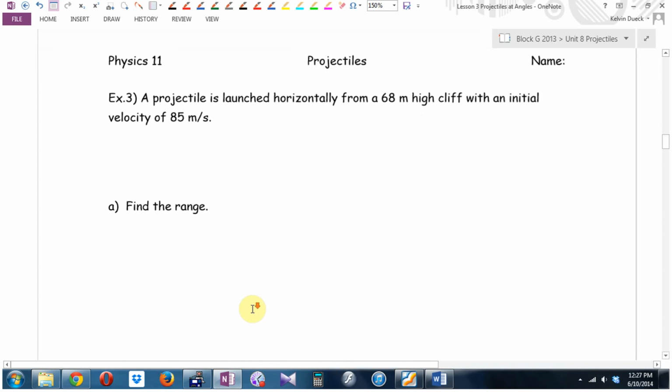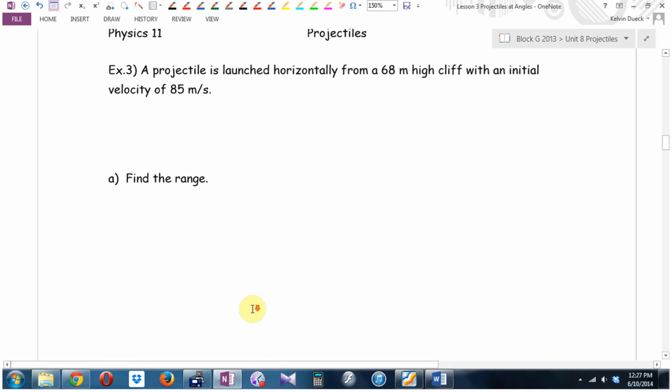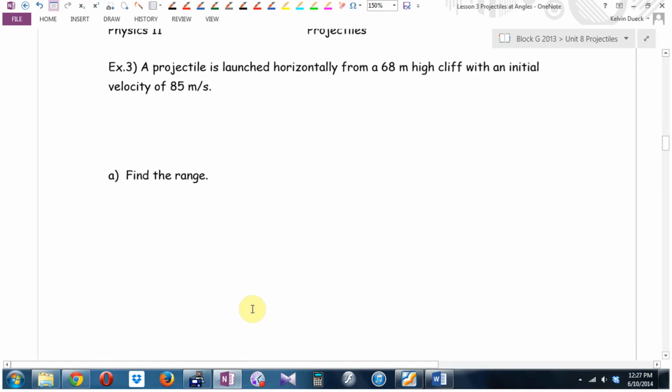Example 3. Projectile is launched horizontally from a cliff. We're just going to start this one, we're not going to finish it. First of all, what does part A want me to find? We would underline the word horizontally. 85 meters per second. 68 meters. This is to refresh your memory and also for a couple of kids who were away last class.